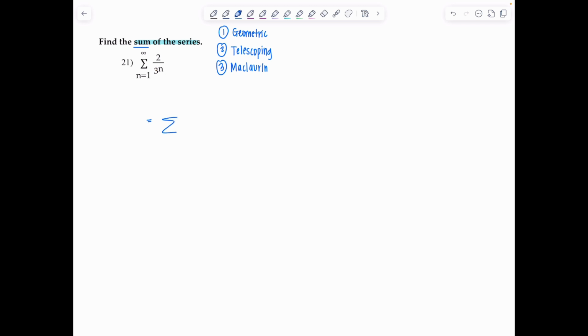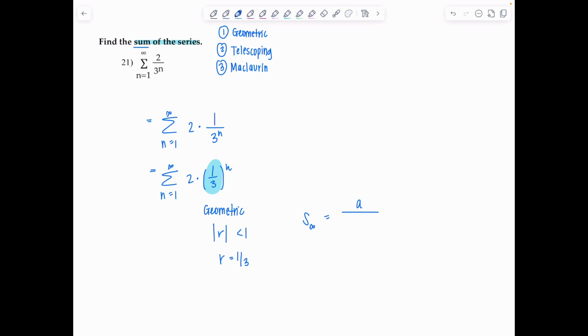So this is the sum, n equals 1 to infinity, 2 times 1 over 3 to the n. And 1 over 3 to the n, I can just rewrite that as (1/3) to the n, yes? 2 times (1/3) to the n. So this guy is definitely geometric. This is r, the common ratio. And as long as the absolute value of r is less than 1, it converges, and we can find its sum. And r is 1/3. So the infinite sum, sometimes people write it S, sometimes they put S sub infinity. Doesn't matter. It's always the first term divided by 1 minus r.